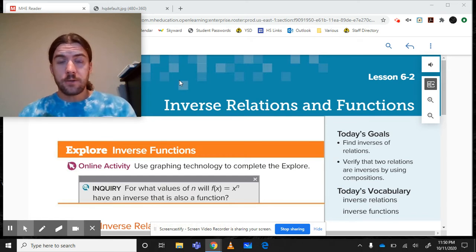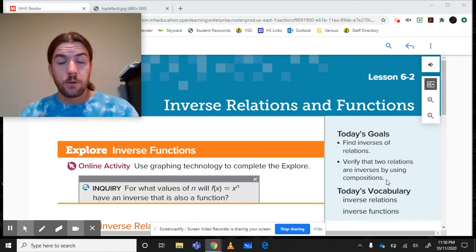Hello and welcome to lesson 6.2 on inverse relations and inverse functions. Today's goal is going to be to find inverses of relations and to verify that relations are inverses by using what we call compositions. You would have gone over compositions in the previous lesson.